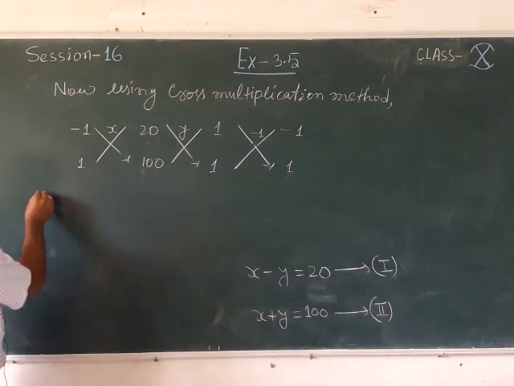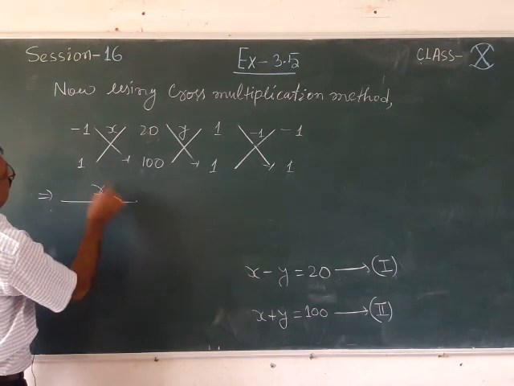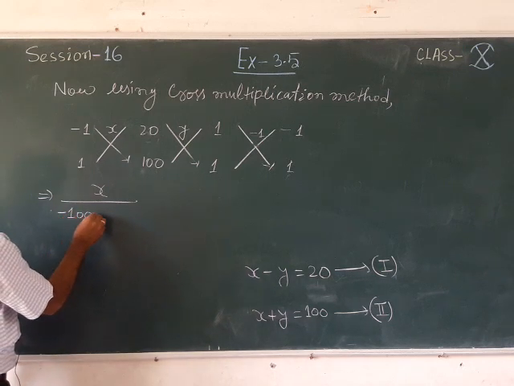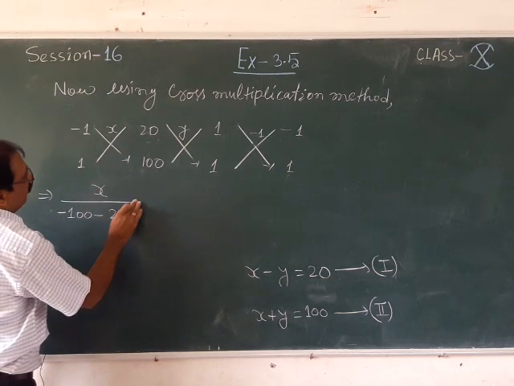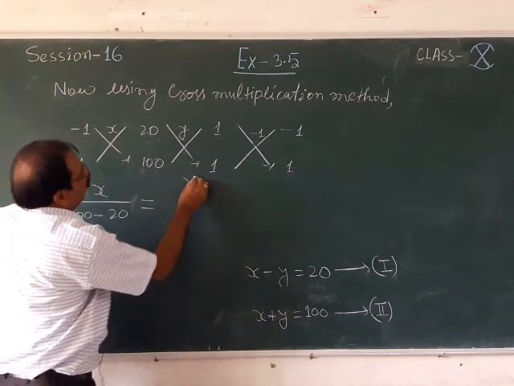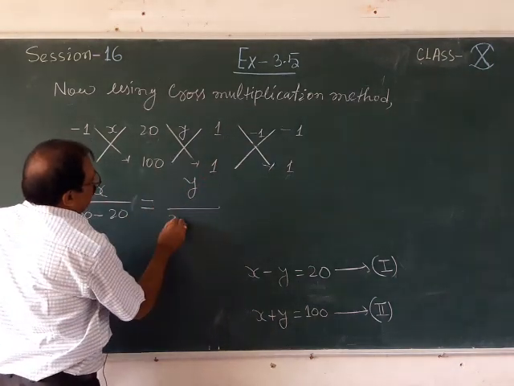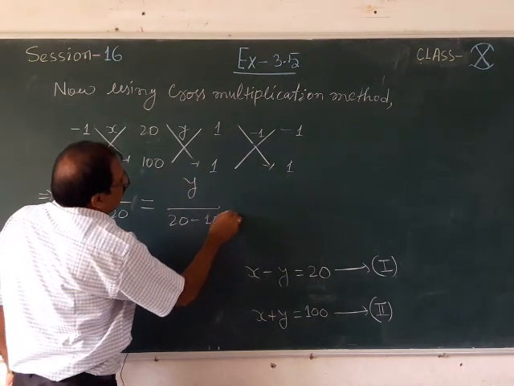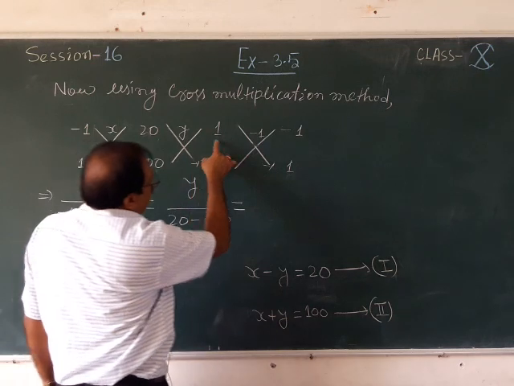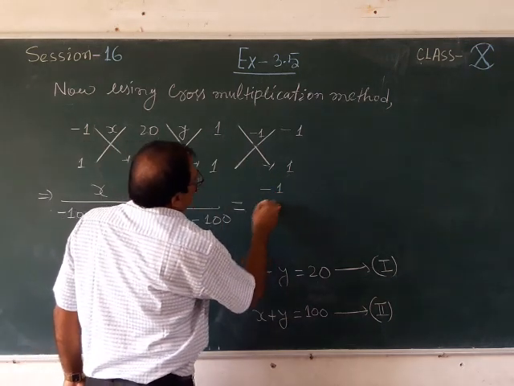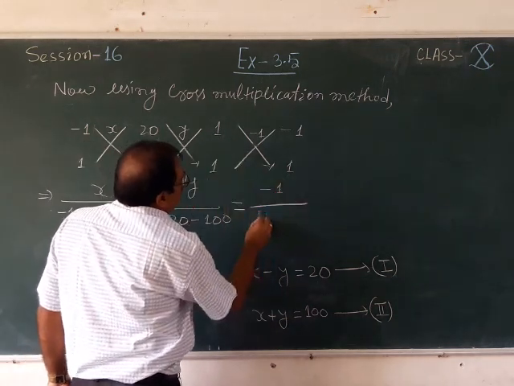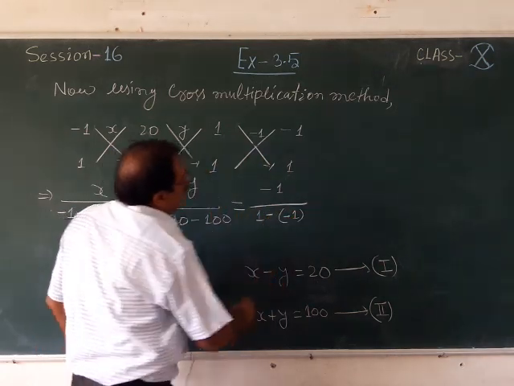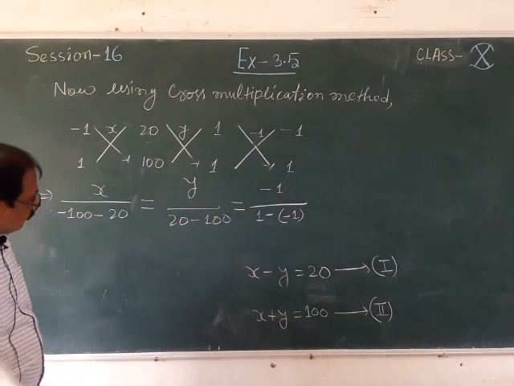After writing it, we can proceed to the other steps. Here -1 into 100 will give -100, then -1 into 20 will be -20, and here y upon 20 into 1, that will give 20, and 100 into 1 is 100. Then -1 upon 1 into 1 is giving 1, and 1 into -1 is giving -1. So I need to write it like that.